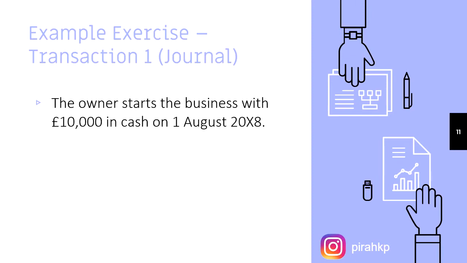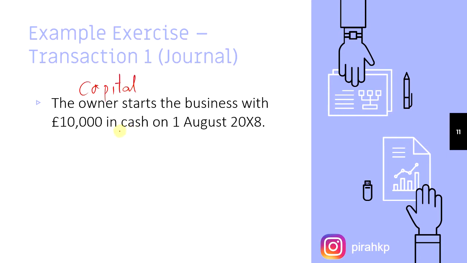Now we have to see which one is debit, which one is credit. Easy, simple. What is our destination? What does business gain? Business gained cash. And what was the source of that cash? The source was capital. So capital. So cash, debit, capital, credit.